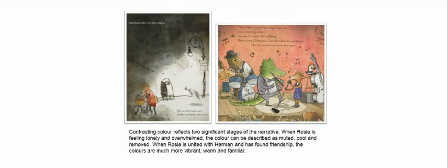The contrasting colours here are contrasting stages in the narrative, and the brighter colours show a brighter mood, brighter emotions, happier times for the characters in the story. When it's dark and grey, the character's mood is also dark.